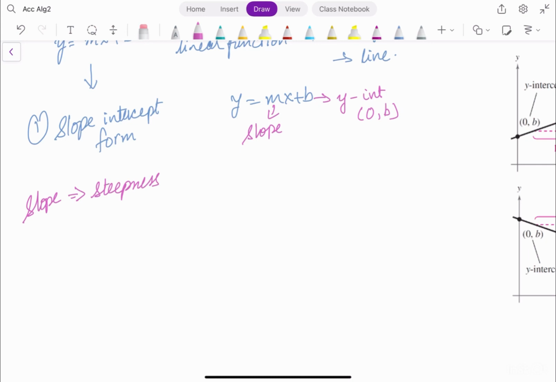How to calculate slope? We can calculate slope by rise over run. What is rise over run? Rise over run is y2 minus y1 over x2 minus x1. But what exactly does it represent? It says change in y over change in x.